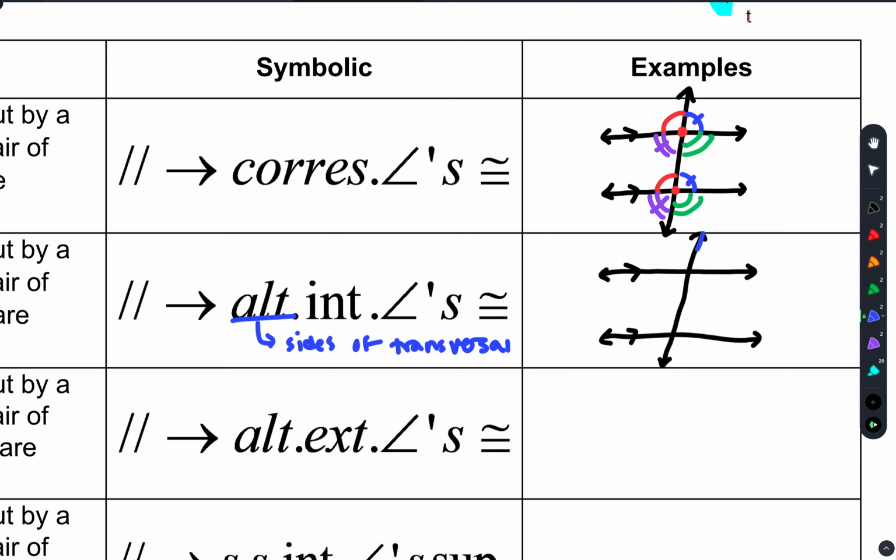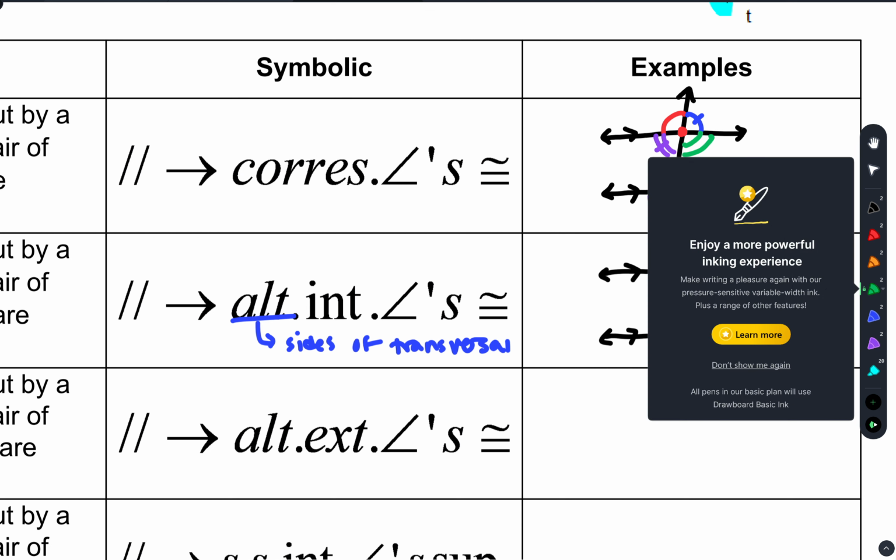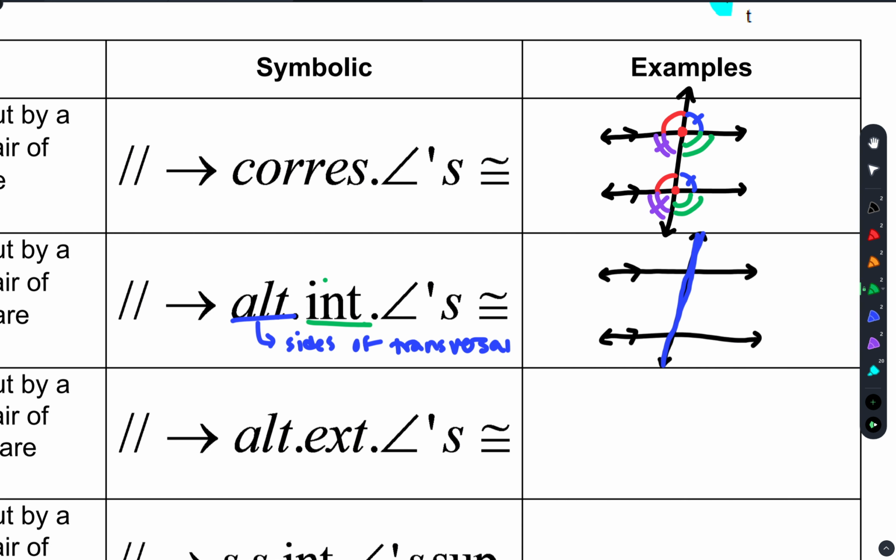So here's my transversal. I'm going to highlight it in blue. Alternate angles means that one would be on the left side of this transversal and one would be on the right side of this transversal. The other part is this interior part. And interior refers to the interior of the parallel lines.